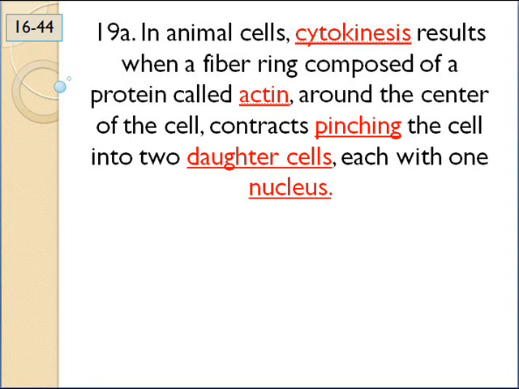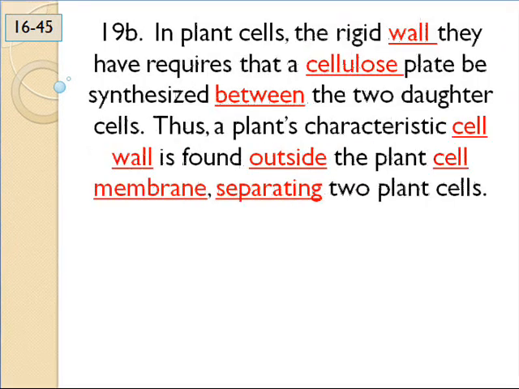And how much time does it take a cut to heal up? Like a little paper cut. 2 weeks or a few days? A few days. That's how mitosis can go real fast.